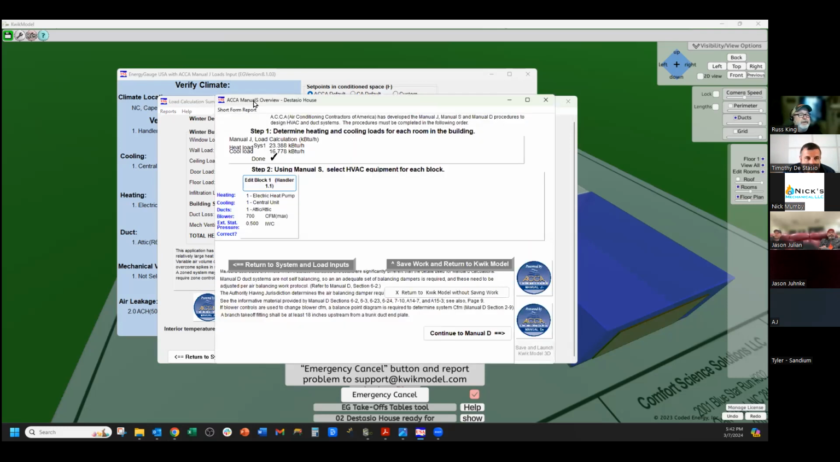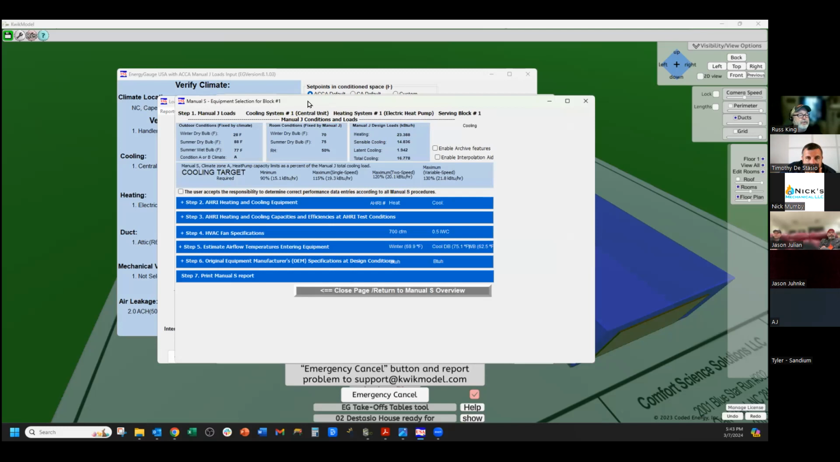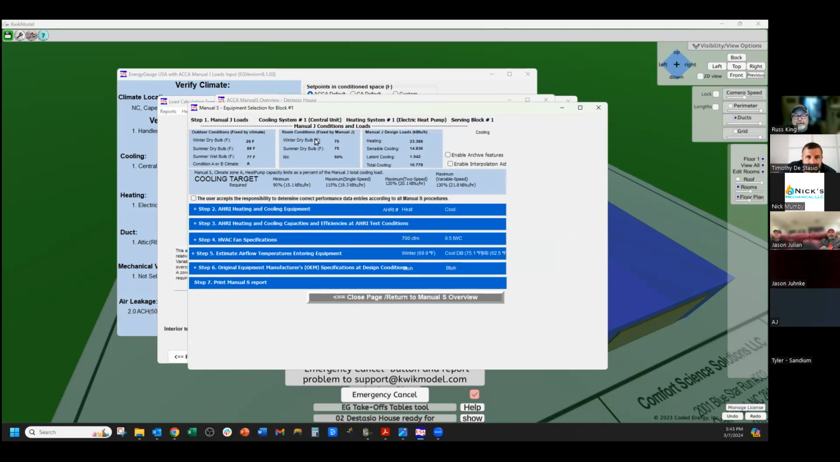It takes us to the Manual S overview. And right here, if you had multiple systems, there would be multiple, they call them blocks. So if you had a block load with multiple systems, there'd be 1, 2, 3, 4, 5 of them here, but this only has one system. So I'll click that, Manual S edit block 1. And then it takes us into the Manual S equipment selection. Now, most of this is purely asking for information that's going to show up on a report somewhere. There are only a few really important numbers that actually affect your design at this point. But one of the nice things they do right off the bat is they list all your loads for you.